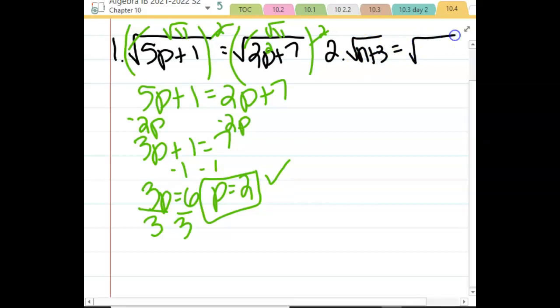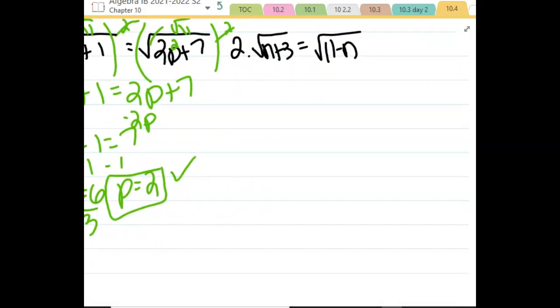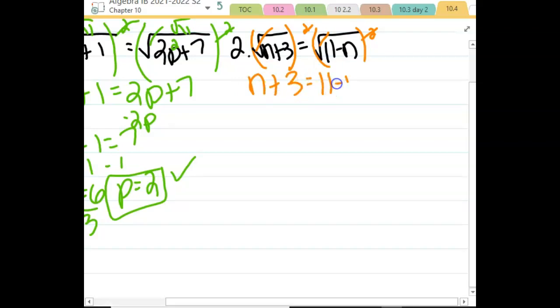Okay, number 2. Let's say we have the square root of n plus 3 equals the square root of 11 minus n. Same as the last one, I have a square root on the left, I have a square root on the right. Both the square roots are isolated, so just like the last one, let's square both sides to get rid of those square root signs, which means I get n plus 3 on the left, 11 minus n on the right.